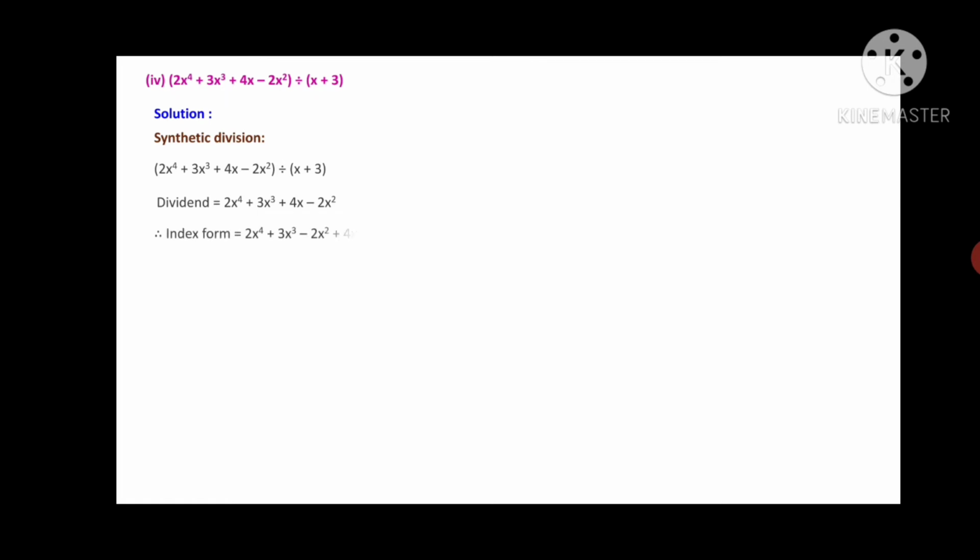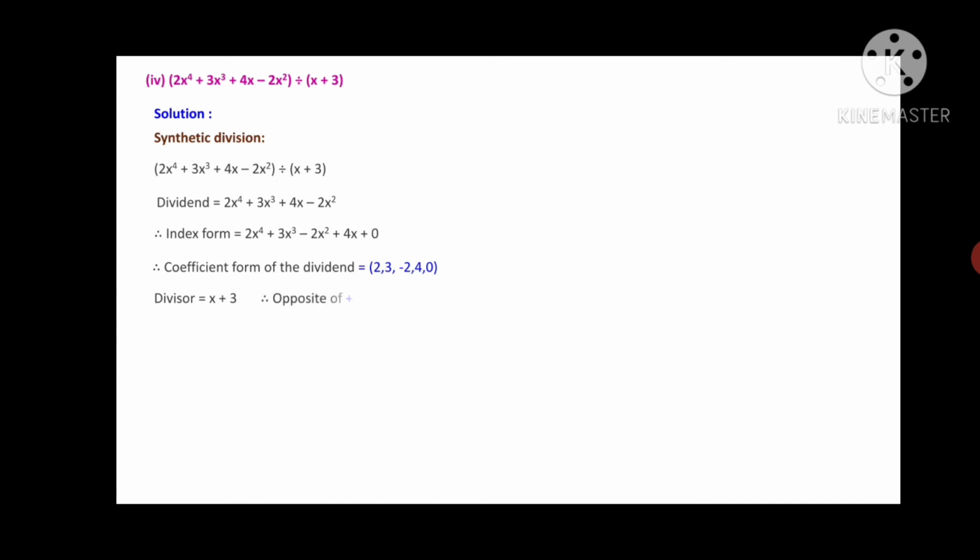Let us start with problem number 4, that is 2x4 plus 3x cube plus 4x minus 2x square divided by x plus 3. Friends, let us start with the synthetic division method. Here the dividend given is 2x4 plus 3x cube plus 4x minus 2x square. In order to have the index form, we will write in the decreasing order of their indices. That would be 2x4 plus 3x cube minus 2x square plus 4x plus 0. So the coefficient form of this dividend will be 2, 3, minus 2, 4 and 0.